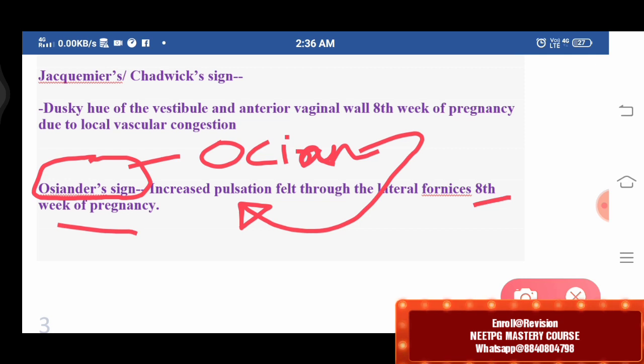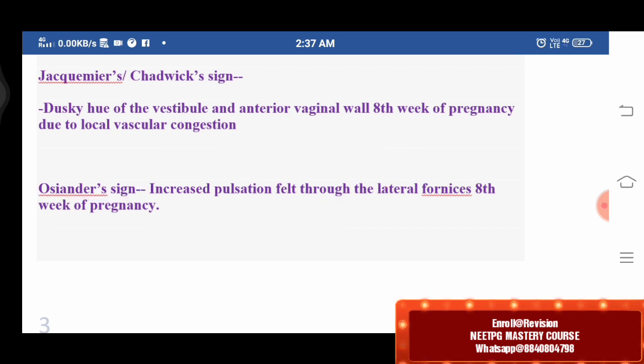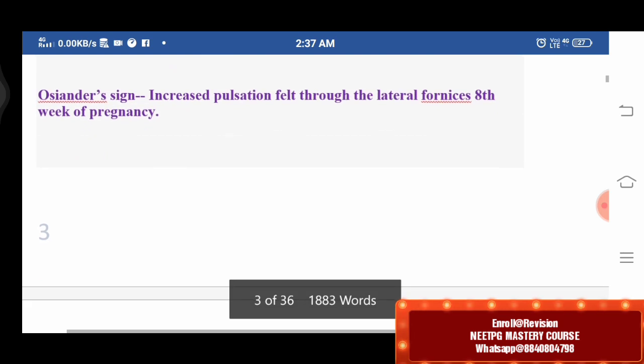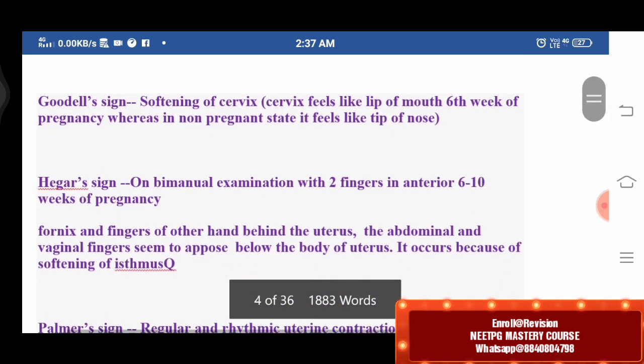So again, 8th week of pregnancy, and how will you get it correct? By relating Osiander sign to ocean, and ocean has waves or pulsation. So now it becomes easy, you won't get confused. So basically you have to remember them like this, so that you don't make a mistake even if you forget them.